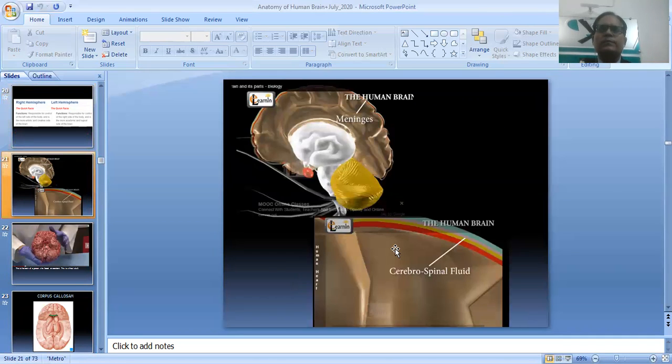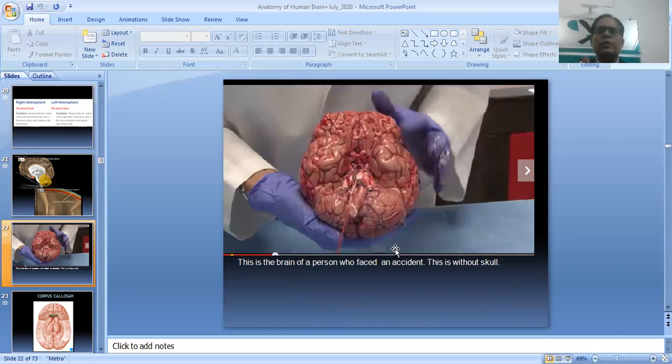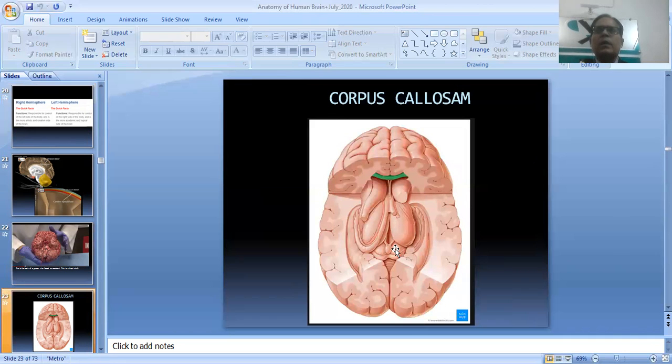Let's start this one. As I told you, this is brain. Let's see things here. Corpus callosum. As I told you, my dear friend, corpus callosum is what? As I told you, our brain, forebrain, right? Cerebral hemisphere, left cerebrum hemisphere, and right cerebrum hemisphere. So both are attached together. How? With the help of corpus callosum.